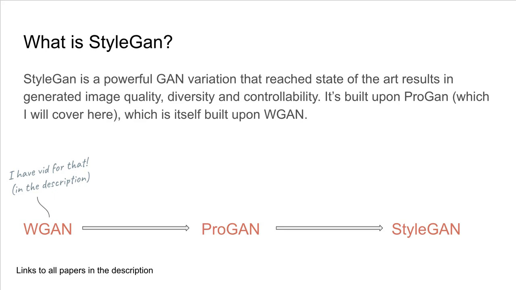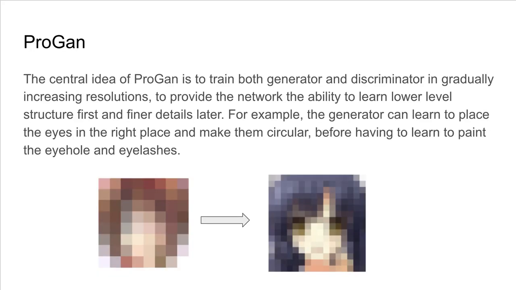As I said, StyleGAN is another step in developing better, stabler GAN models. Between WGAN and StyleGAN, there is another step, called progressive GAN or ProGAN, which I will cover. The central idea of ProGAN is to train both generator and discriminator in gradually increasing resolutions to provide the network the ability to learn lower level structures first and finer details later. For example, the generator can learn to place the eyes in the right place and make them circular before having to learn to paint the eye hole and eyelashes.